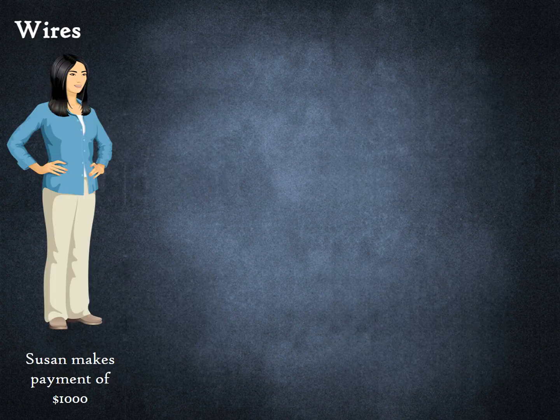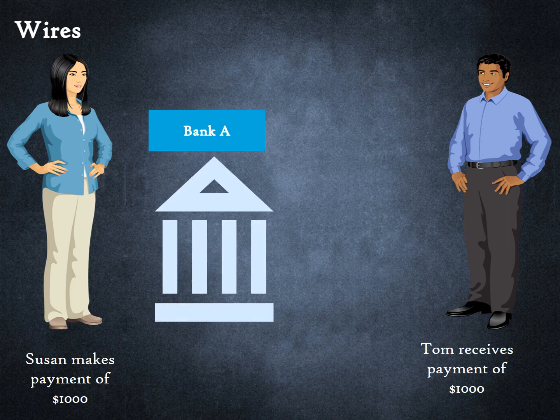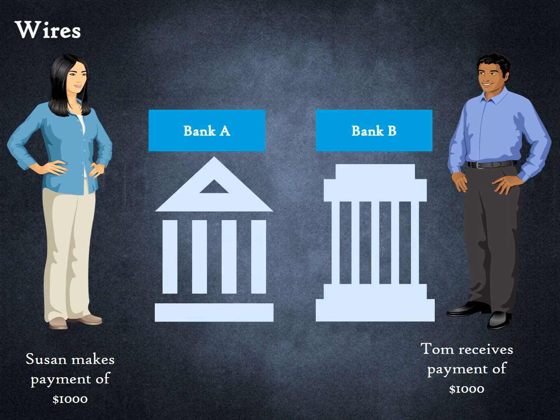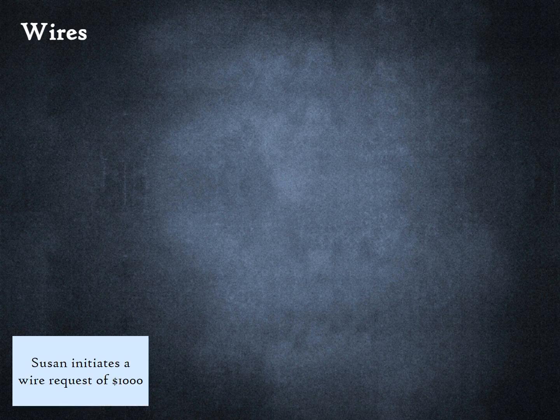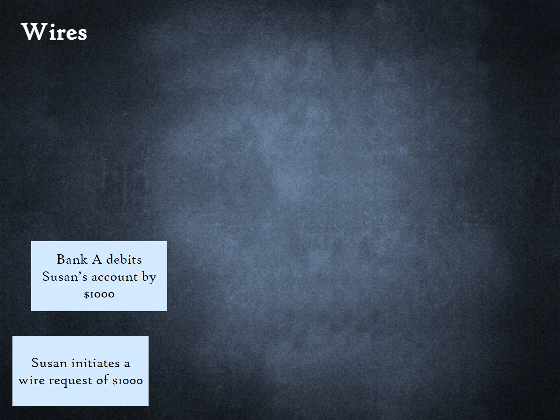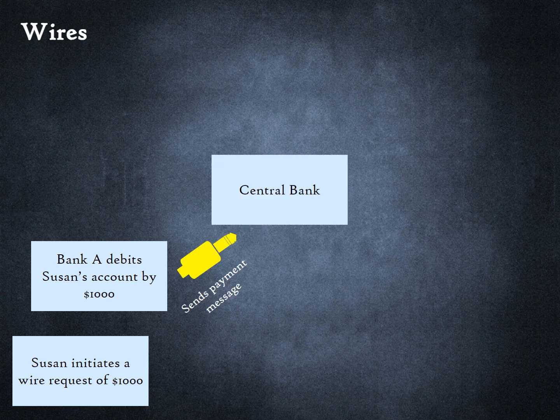Let us go back to the example of Susan making a payment to Tom. Susan banks with Bank A and Tom banks with Bank B. Both the banks are located in the same country. Next, we will track the steps by which the funds are transferred to Tom. The process begins with Susan initiating a wire request. She may do so by visiting the branch or via online banking. Once she authenticates herself, Bank A debits Susan's account. Bank A sends a message to the central bank with the details of Susan's payment. This message is in a structured format with fields that describe the beneficiary's bank account details.